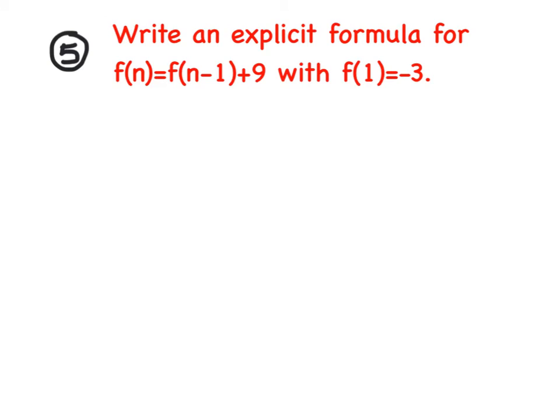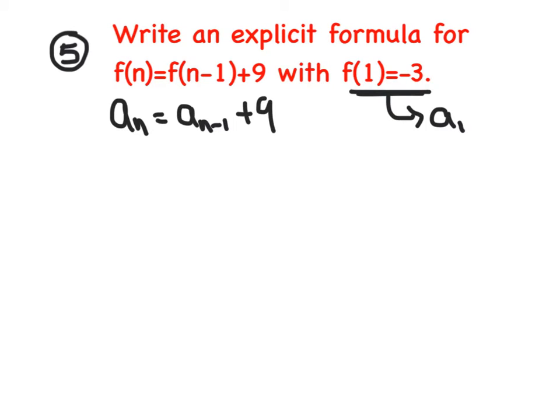Now the notation's a little bit different here. Just as far as an equivalent form, we could say a sub n is equal to a subscript n minus 1 plus 9. And they're telling us right here that the first term is equal to negative 3. And this 9 right here is the constant that we're adding by.